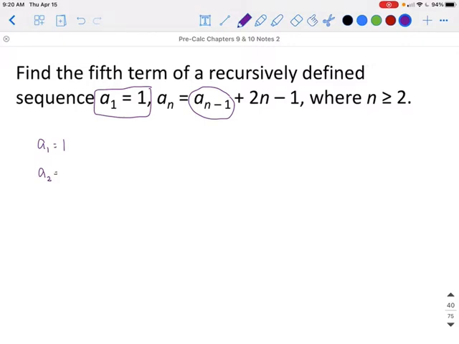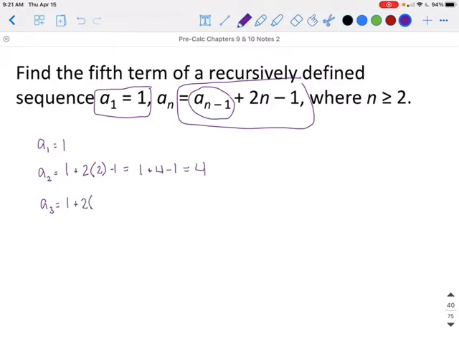A sub 2 tells us you're going to take the previous term, which is 1, and then we're going to add 2 times 2 minus 1 because our n value was 2. So this will be 1 plus 4 minus 1, which is going to give us 4. So to find a3, our previous term comes first because it's a sub n minus 1. So the previous term plus 2 times the n value minus 1, or 4 plus 6 minus 1, which will give us 9.